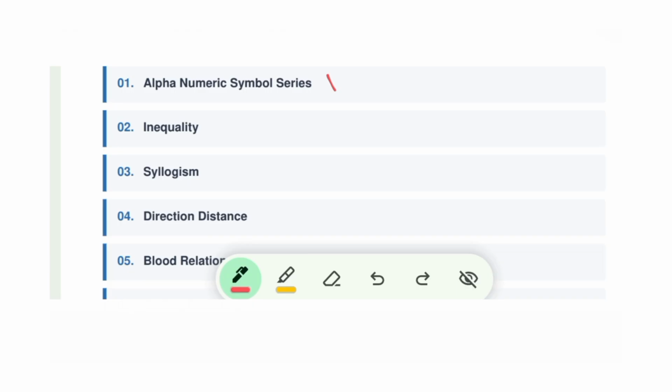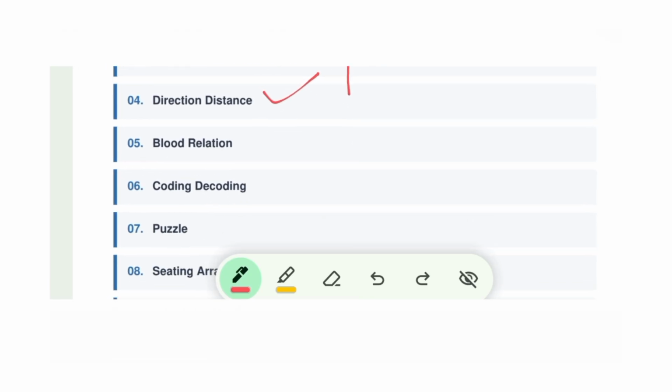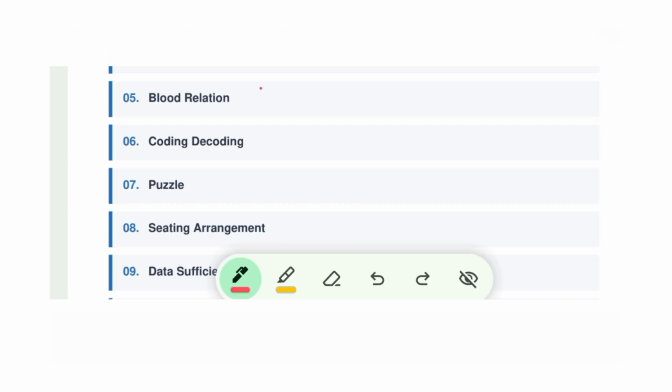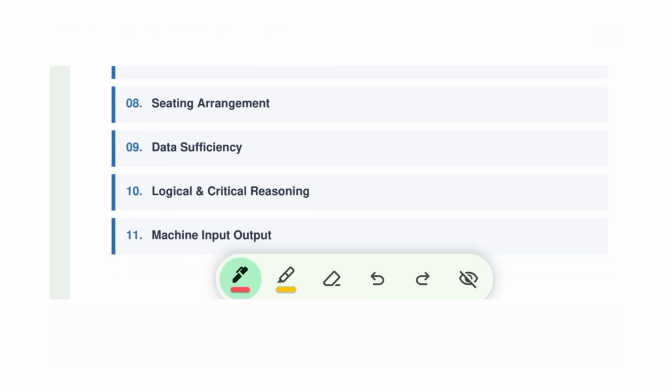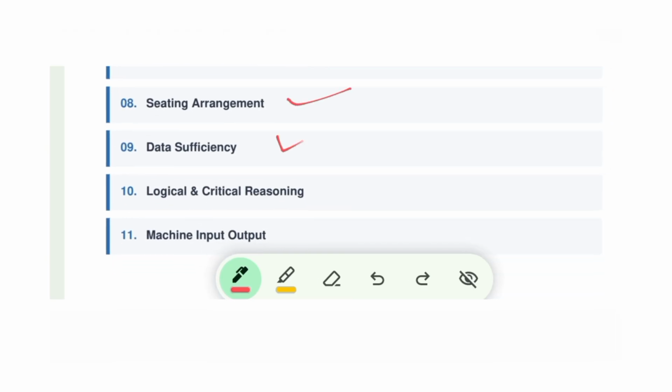So, the first topic is alphanumeric symbol series. Second is inequality. Third is syllogism. Fourth is direction and distance. Then blood relation, coding decoding, puzzle, seating arrangement, data sufficiency, logical reasoning, and machine input. Now we move further to the subtopics.